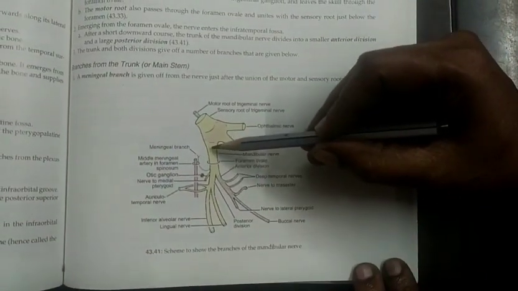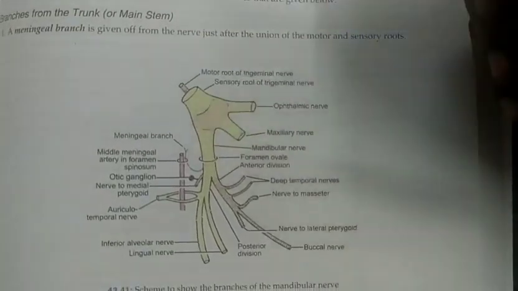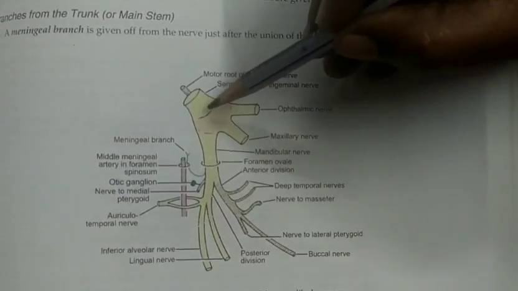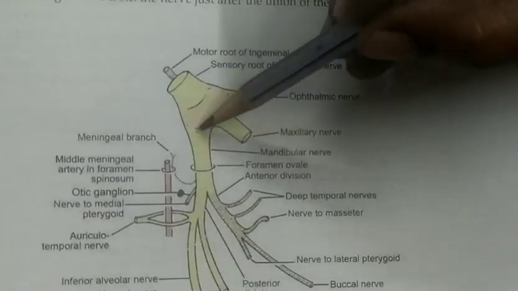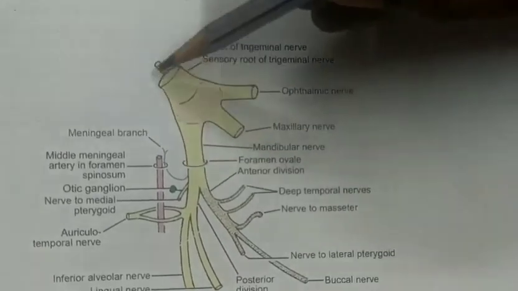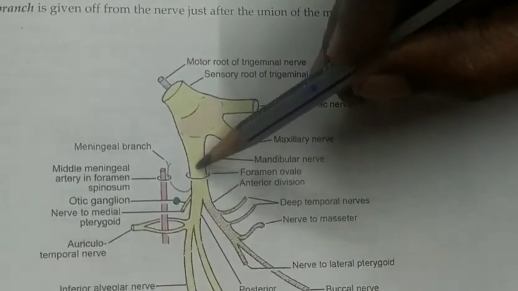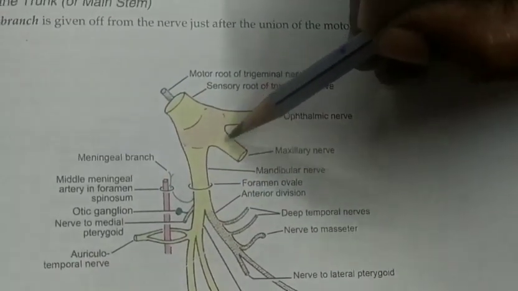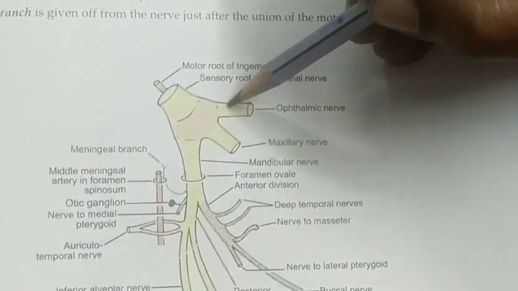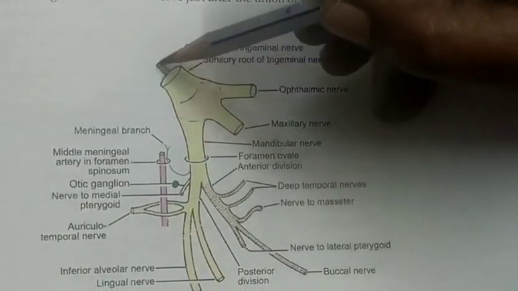In this video, I am going to talk about the branches of the mandibular division of the trigeminal nerve. The sensory ganglion of the trigeminal nerve gives ophthalmic, maxillary and mandibular divisions. The motor root of the trigeminal nerve joins with the mandibular division. That means ophthalmic and maxillary have only sensory fibers, but the mandibular division has both sensory as well as motor fibers.